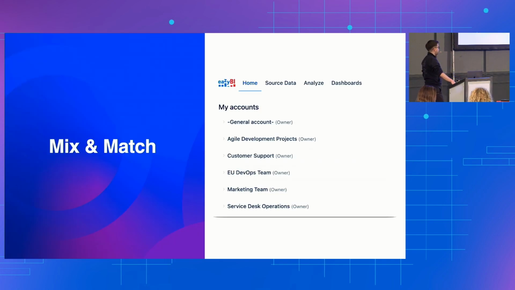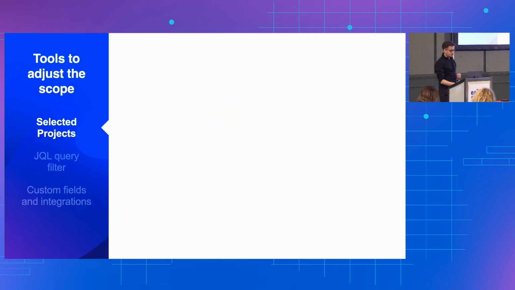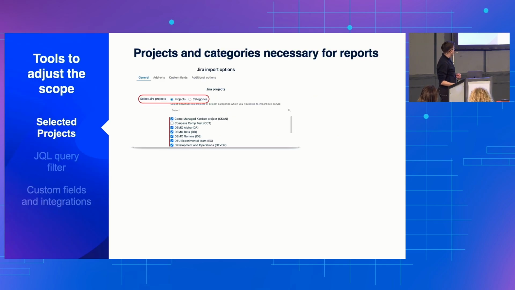And finally, mix and match. Find your own perfect setup for the accounts. Have a general account. Have accounts by products, by locations, by departments. It all depends on the company and how your company is structured. But when you've figured out your perfect account setup, you can then adjust the scope for each of the accounts. And the scope is adjusted primarily by the projects that you've selected to import, by projects and categories.